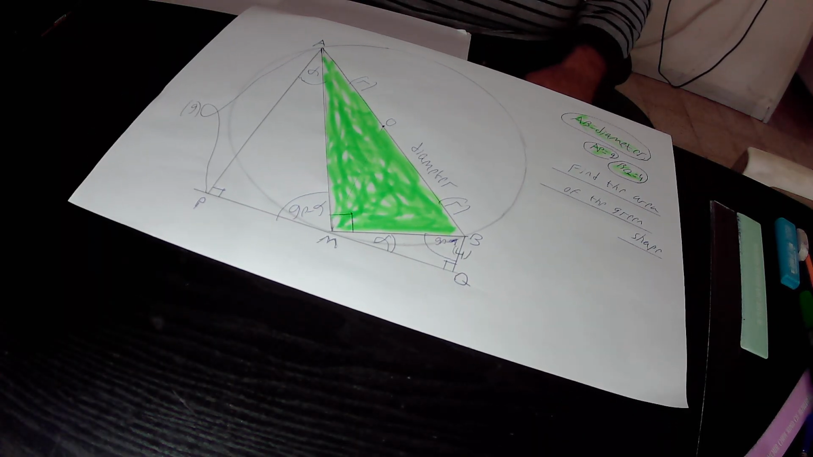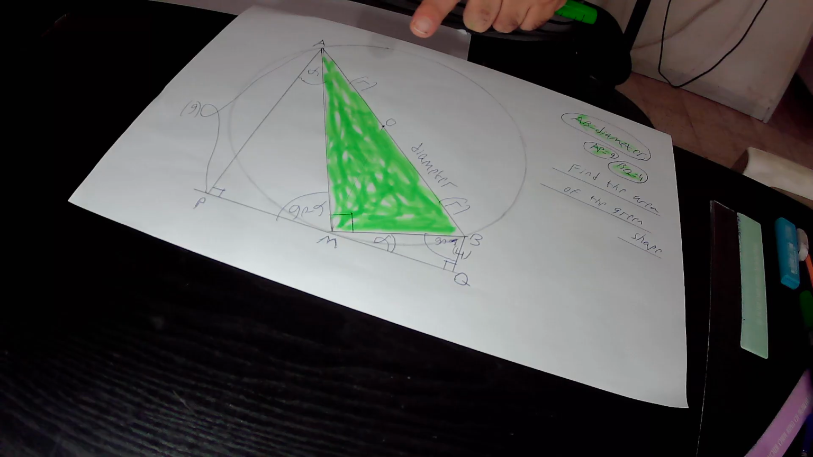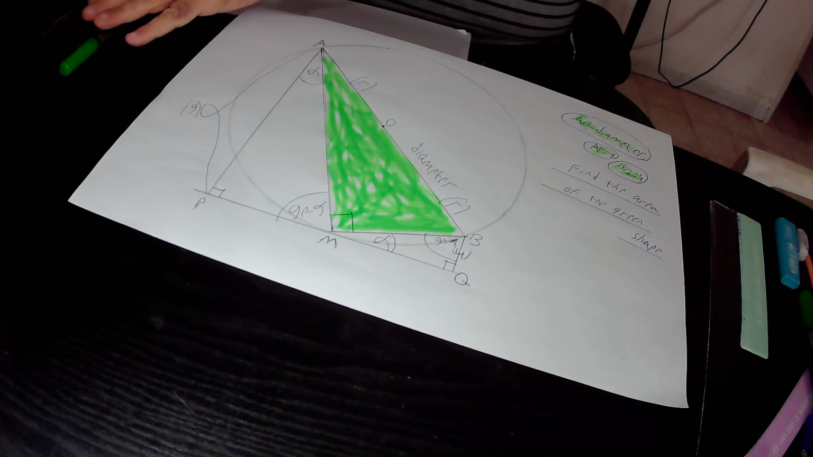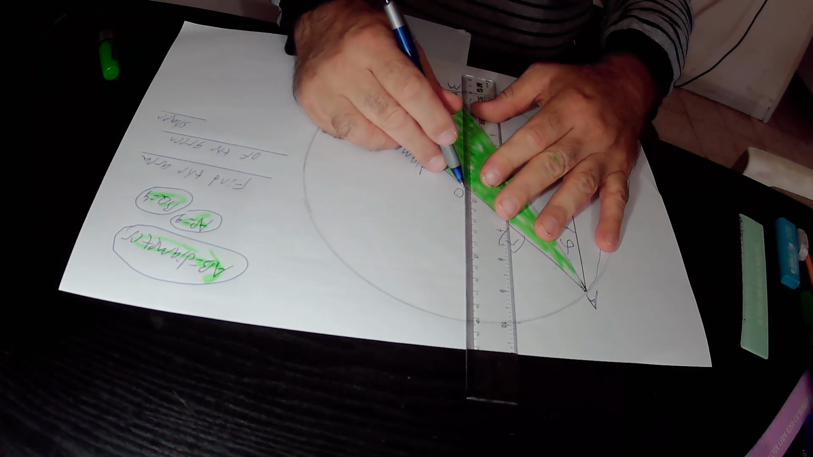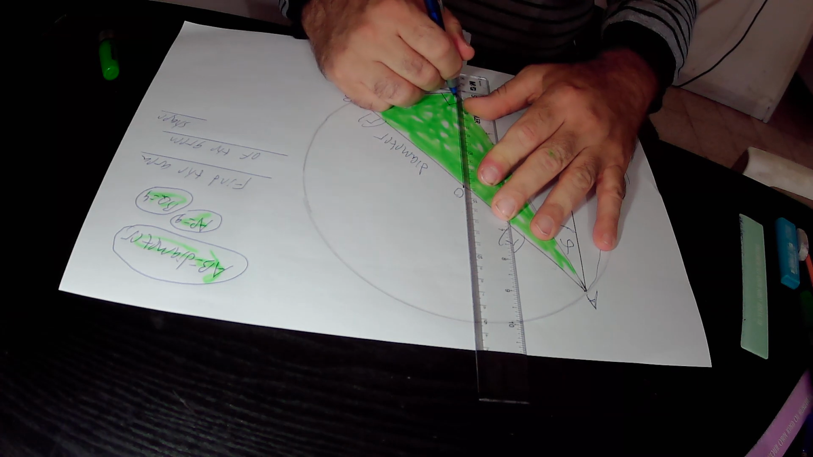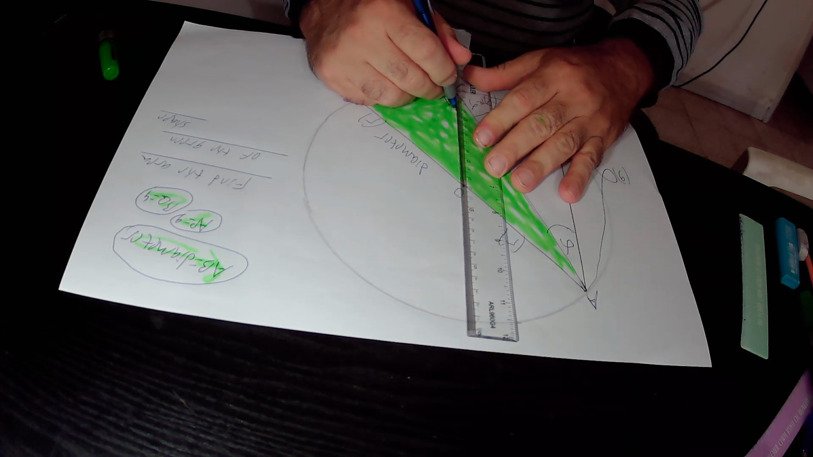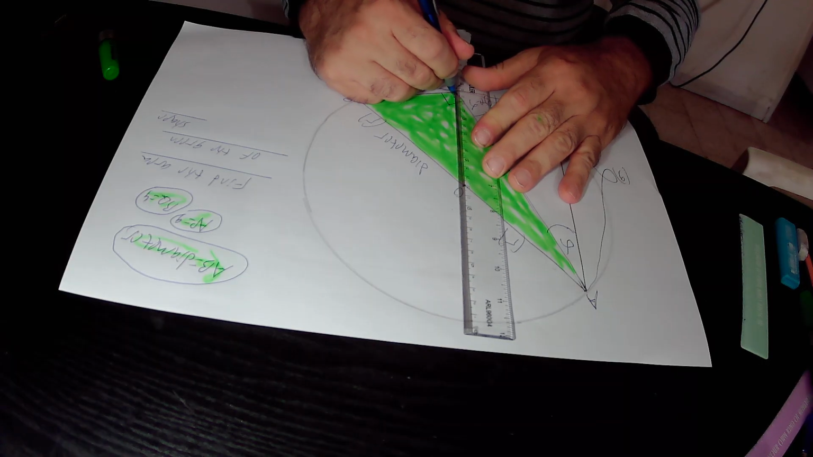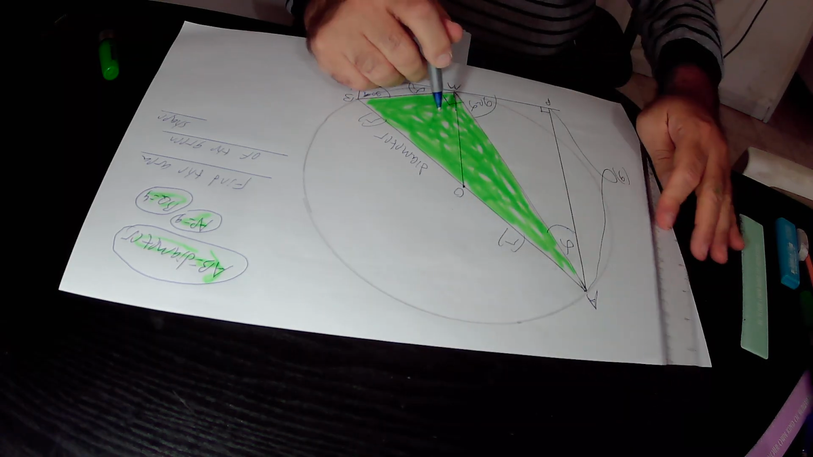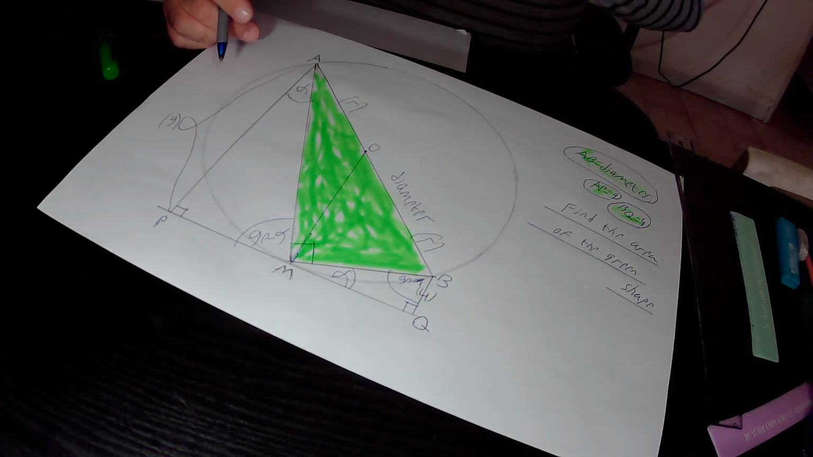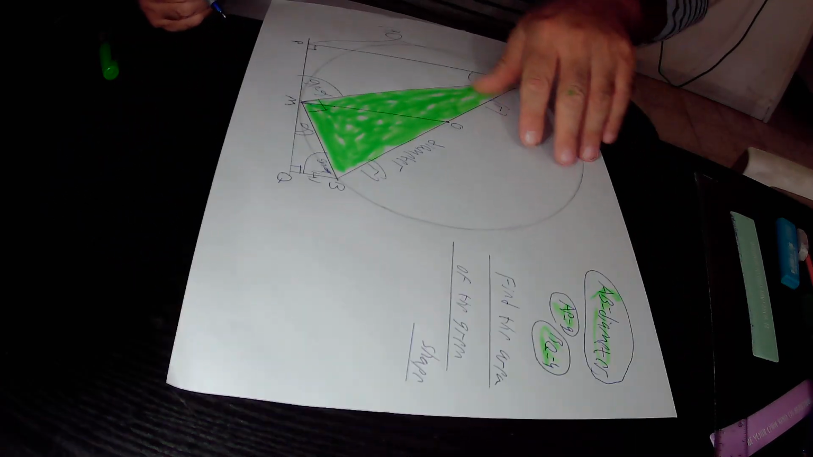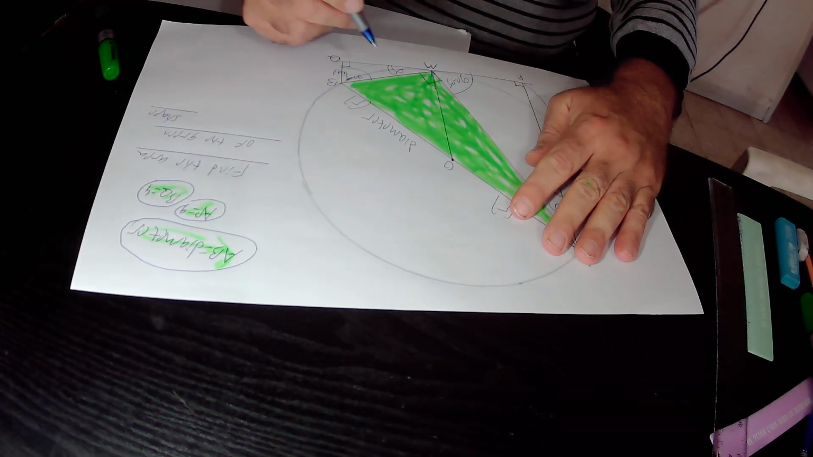In the next step, we will join points O and M together by a straight line. Point M is the point of tangency of tangent PQ with this circle. Point O is the center of the circle, point M is a point on the circle itself, therefore OM is the radius of the circle, equal to R.